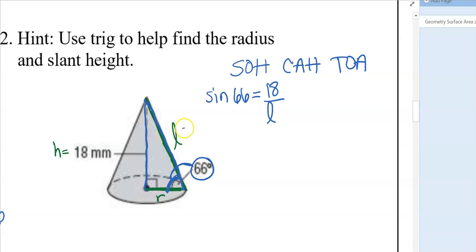Once you have what L is as a number, can you find R? Yes. What are your options for finding R? One option is Pythagorean theorem, because now you have enough numbers. And if you really like trig, you could use one of these other trig ratios to set up an equation that uses the R with the 18, and then you can solve it that way as well.